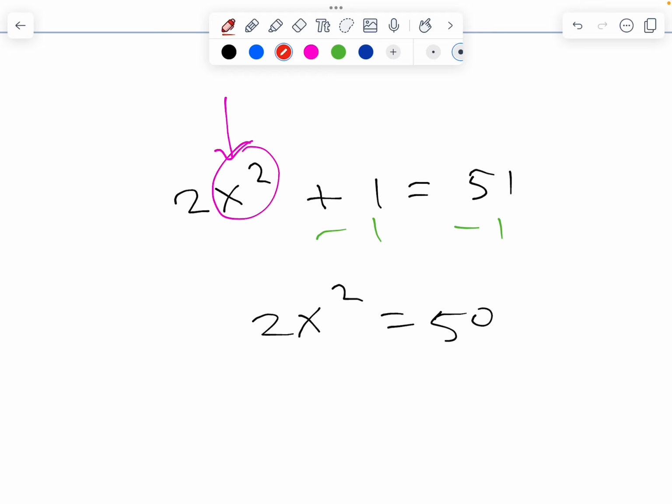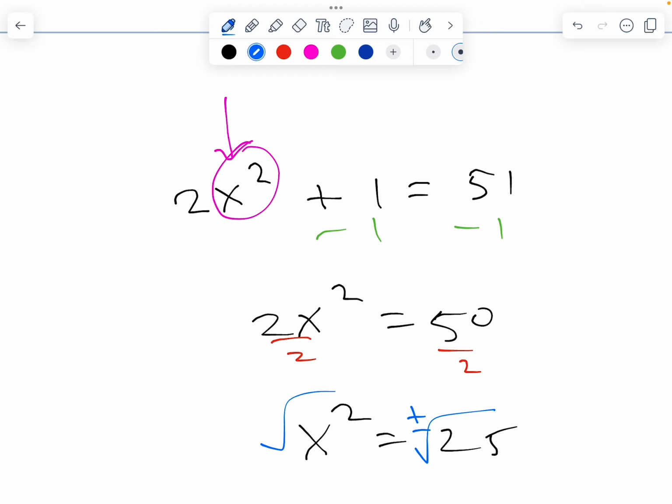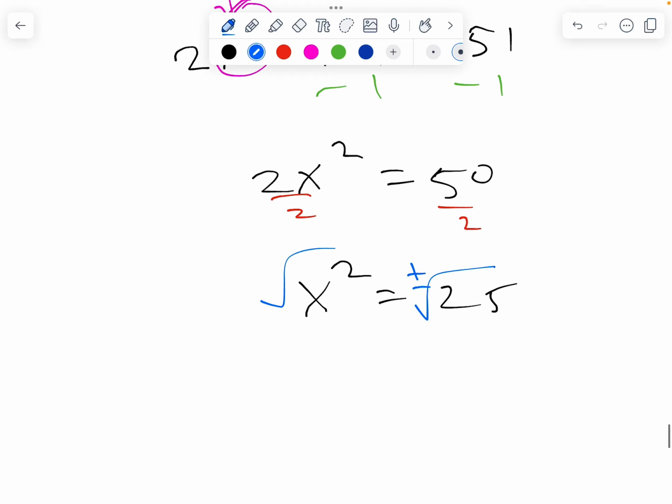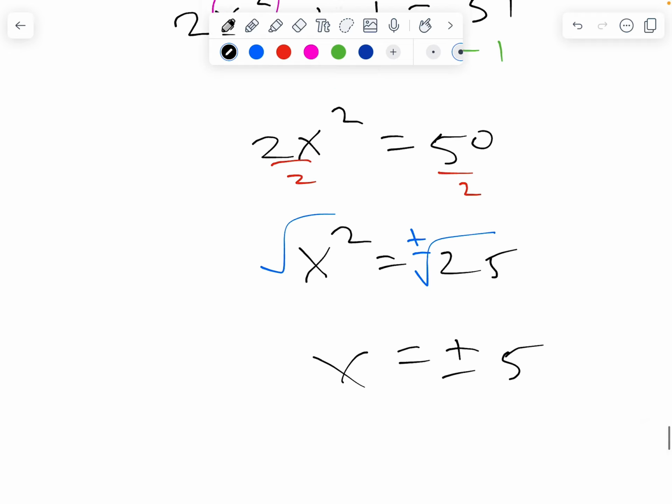We're closer. Let's get rid of that 2. Divide by 2, divide by 2. And now we have x squared equals 25. And then we take the square root and take the square root, and it's a plus and minus. And so your answer at the end is x equals plus and minus 5. Okay, so that's how you solve questions if there is a squared in them. And on the assignment that I handed you, that's the first box. It's just an x squared.